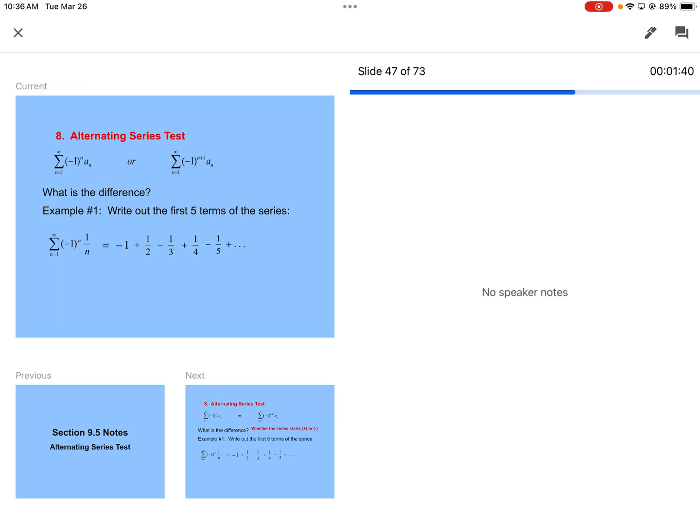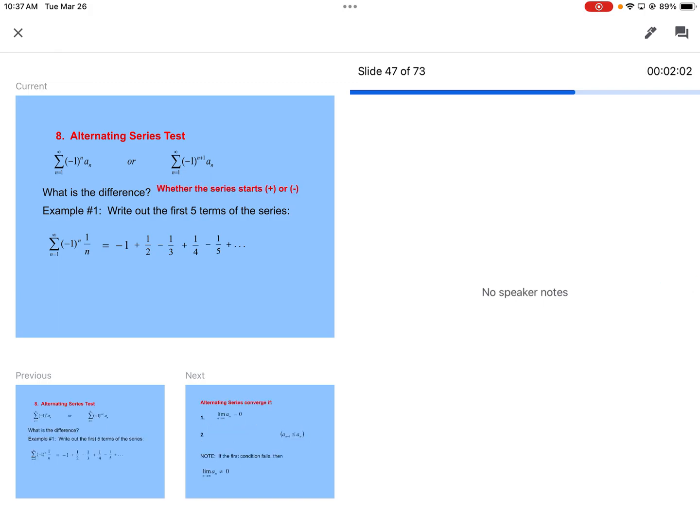Yeah, in the first one, the first term would be negative. In the second one, the negative would be like the even terms, right? So one of them gives you even terms negative. One of them would give you odd terms negative. Okay? All right, so for our example here, that's just whether the series starts with a positive or a negative, even terms or odd terms, right?